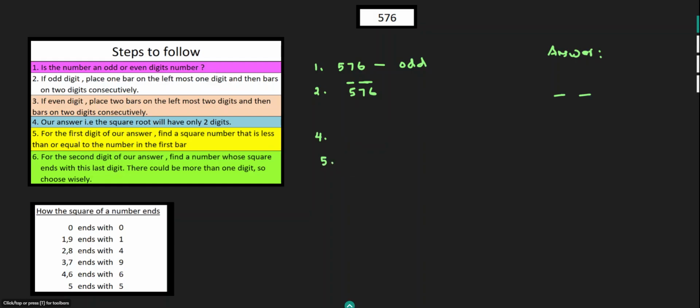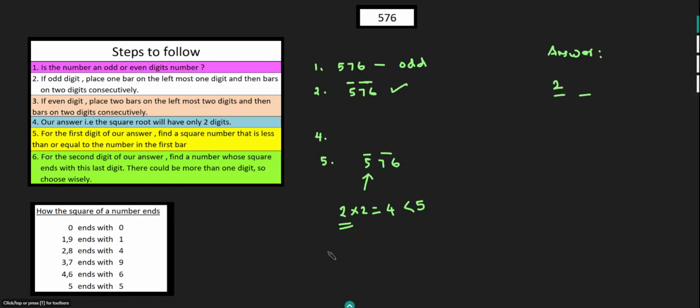So here we are going to find the first digit of our answer by finding the square of the number that is less than or equal to the number in the first bar. So we will take the second step, what we have done in the second step. We write the number with the bars on it. We know that we have to look for a number whose square is less than or equal to 5. So clearly we know that 2 square is 4 and it is less than 5. So the first digit of our answer is going to be 2, which we can put here.